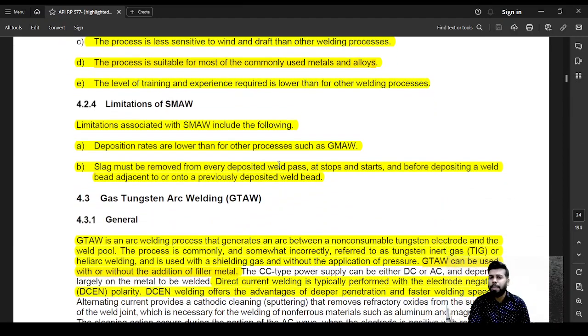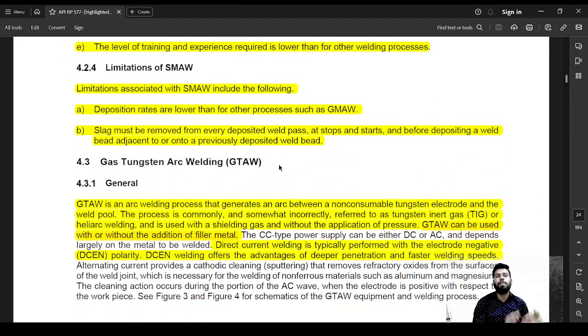Next are the limitations. The deposition rate is slower than other processes. Also, when your electrode ends, you need to install a new electrode and start welding again. One electrode is generally good for about 3 minutes, so if you have a longer weld that you need to fill, it is going to be impractical. Secondly, after every pass you might need to clean your weldment because there will be slag.